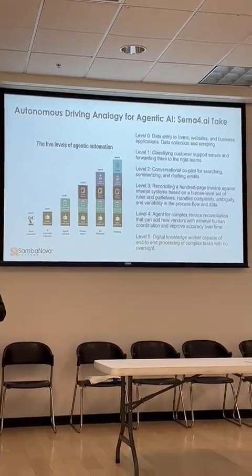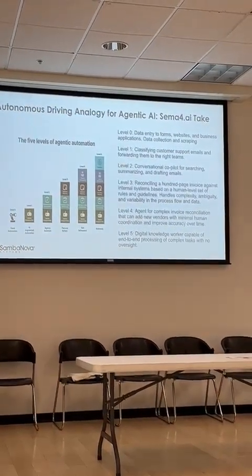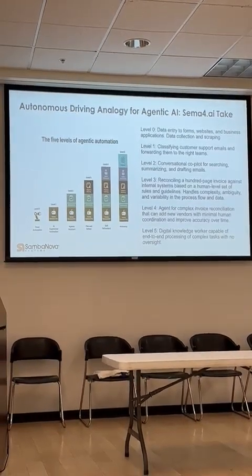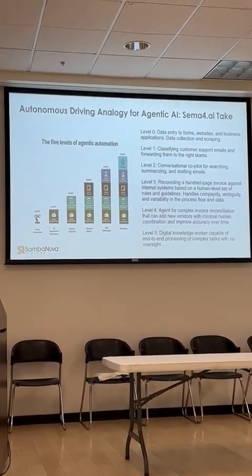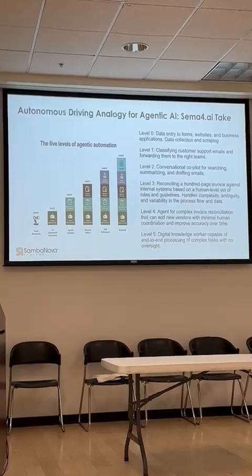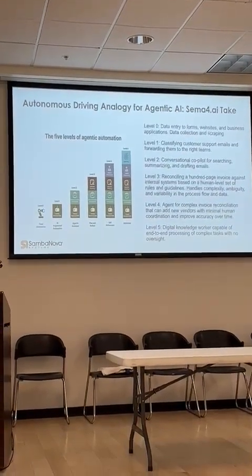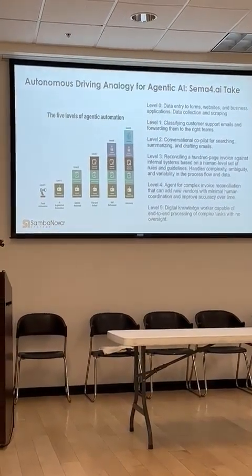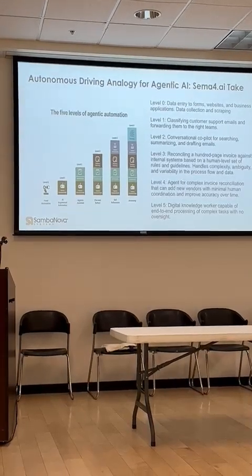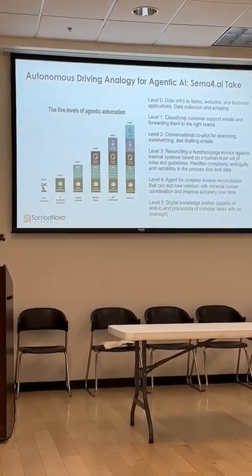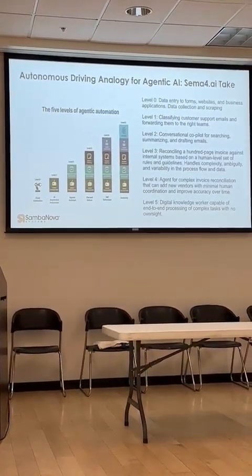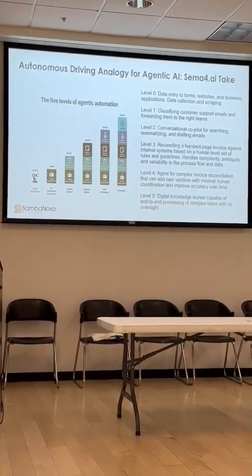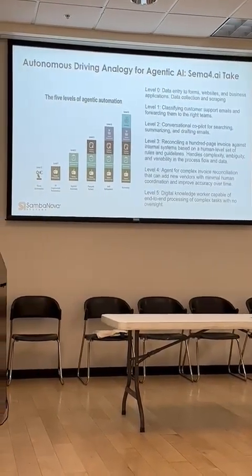Now, this is a slide taken from SambaNova.ai, which talks about different levels of agentic automation. The basic level is data entry and collection and scraping through websites. As the level increases, you end up building systems which are making decisions and doing complex tasks based on the input from the users, and are deployed in production in the industry.